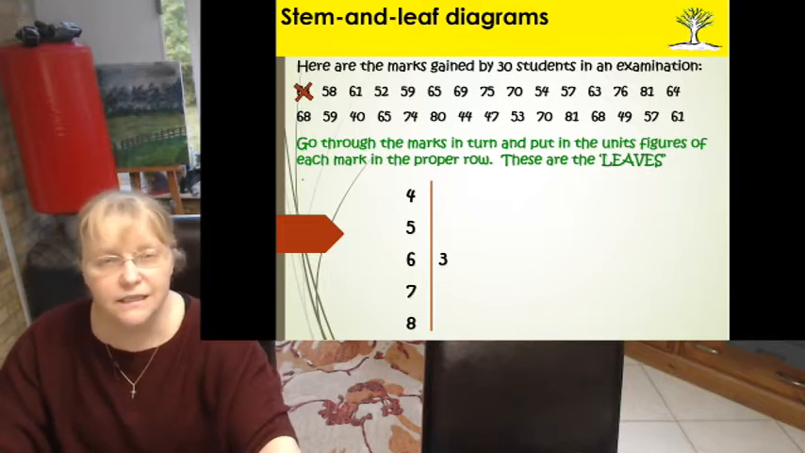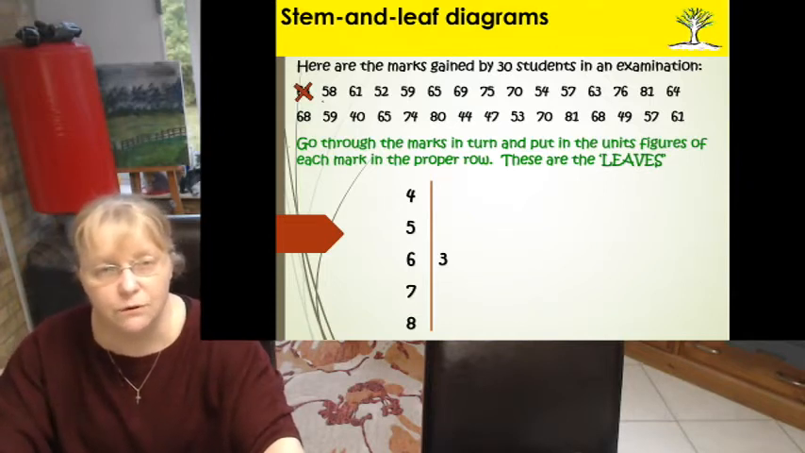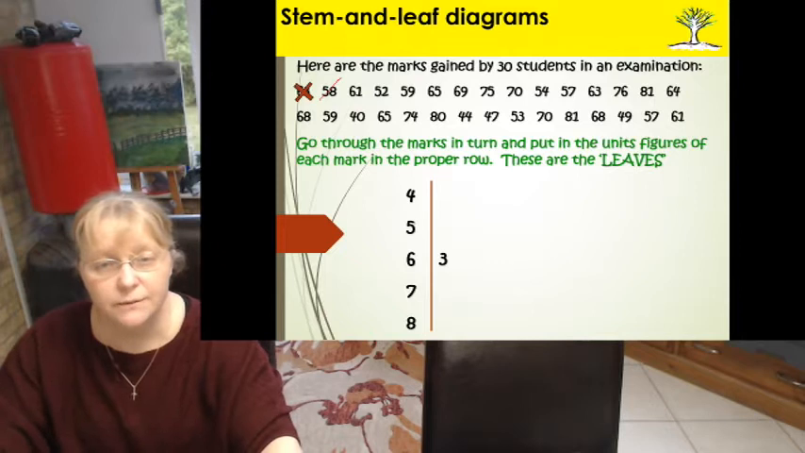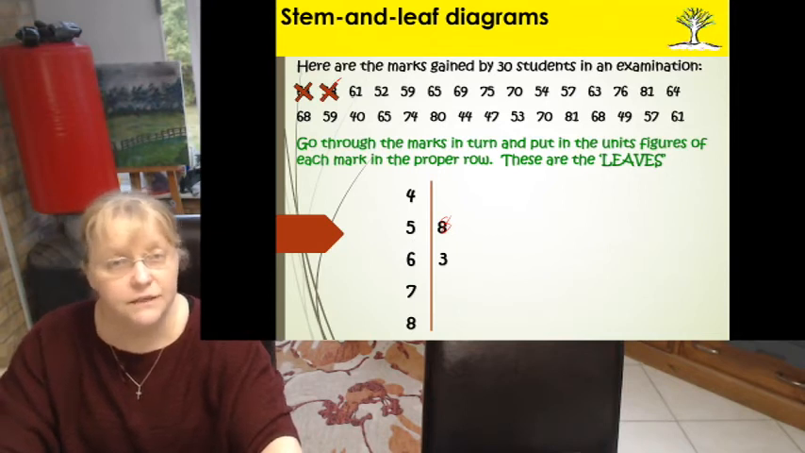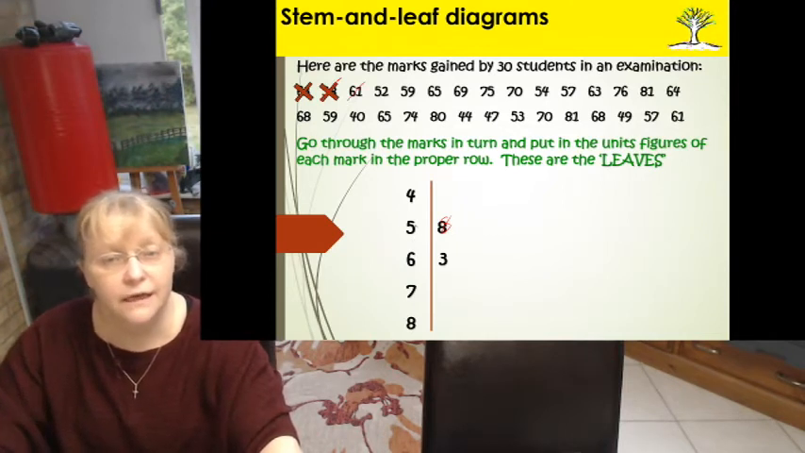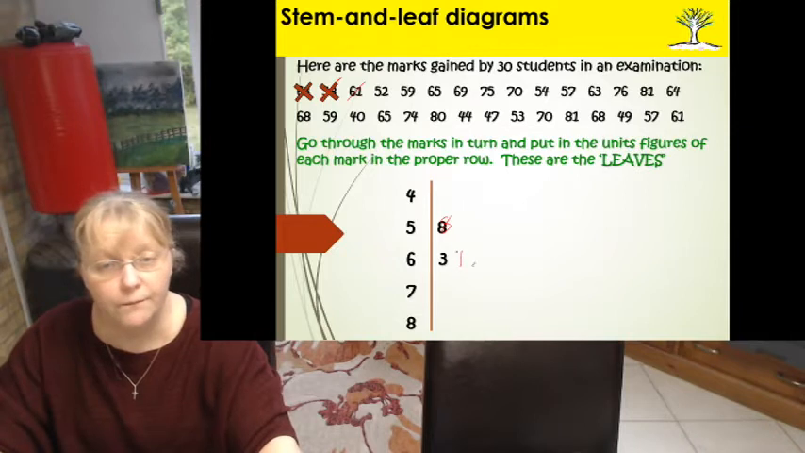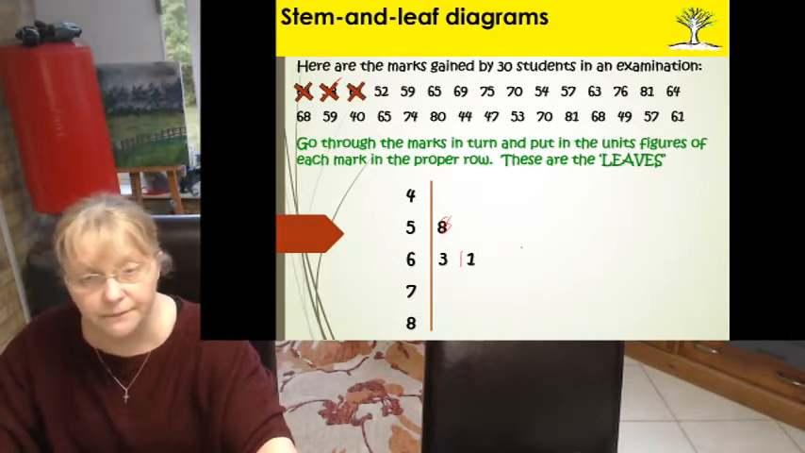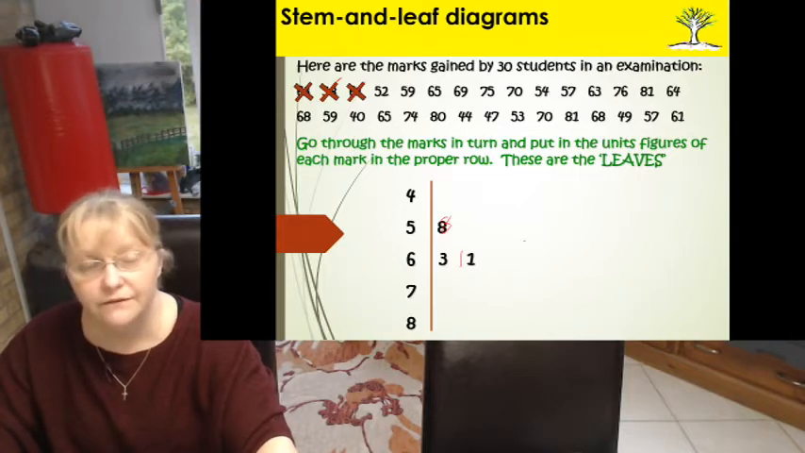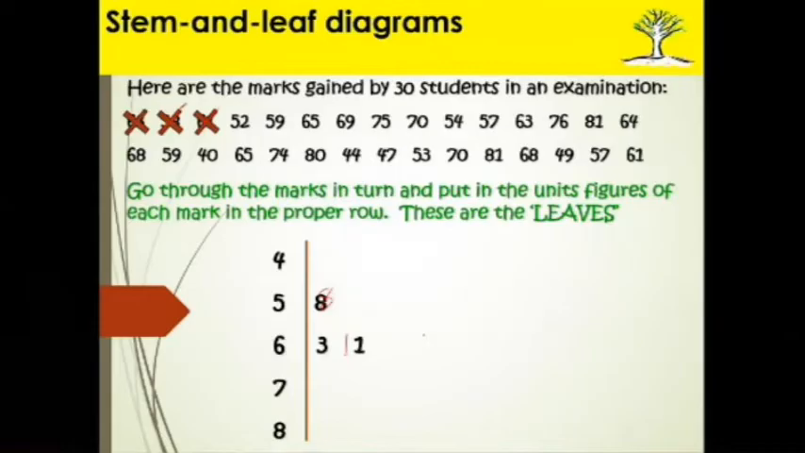Now how to do this is you go through each one. So this one would be 58. So we look, this is 50, and you add in an 8 and cross it out. Then it's 61, you cross through, it's 60, you put in 1. And carry on doing this until all the numbers are in. So, if you can, pause now and have a go.